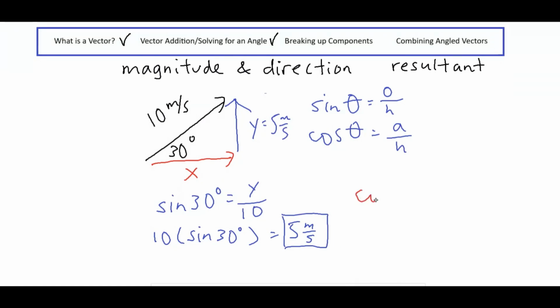As we go to the x component, we're going to do the same thing. We're going to do cosine of 30 degrees equals x over 10. And then multiply both sides by 10 again. And then we got 10 times cosine of 30 equals 8.66 meters per second.